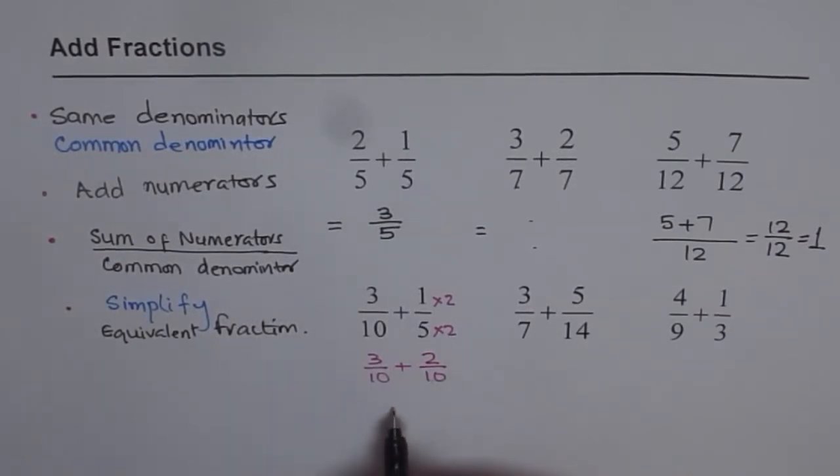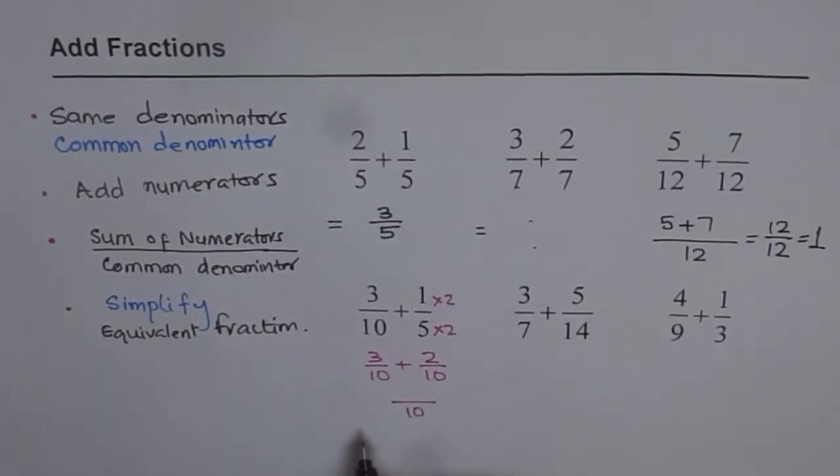We can write our answer as out of 10, and the numerators, add them up and write here. So we have 3 plus 2 as 5. So we get 5 over 10 as our answer. But is that the final answer?